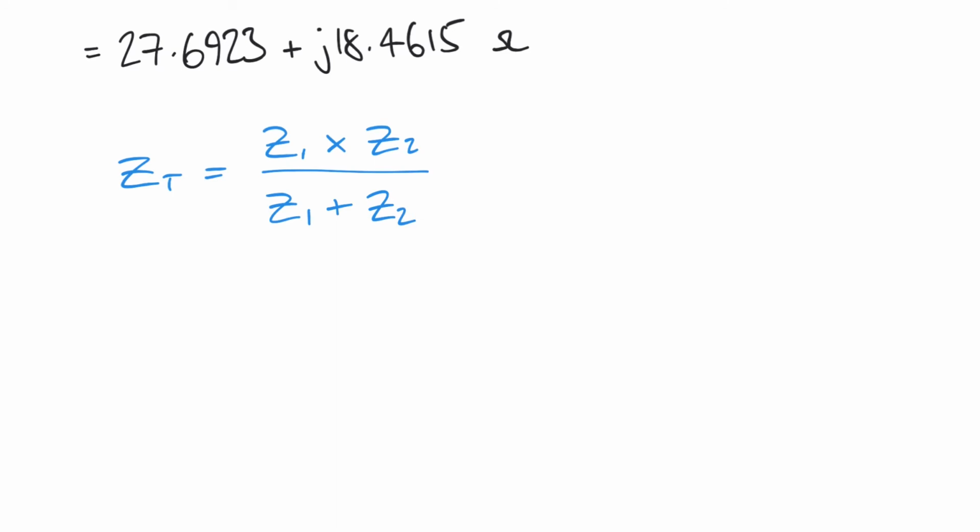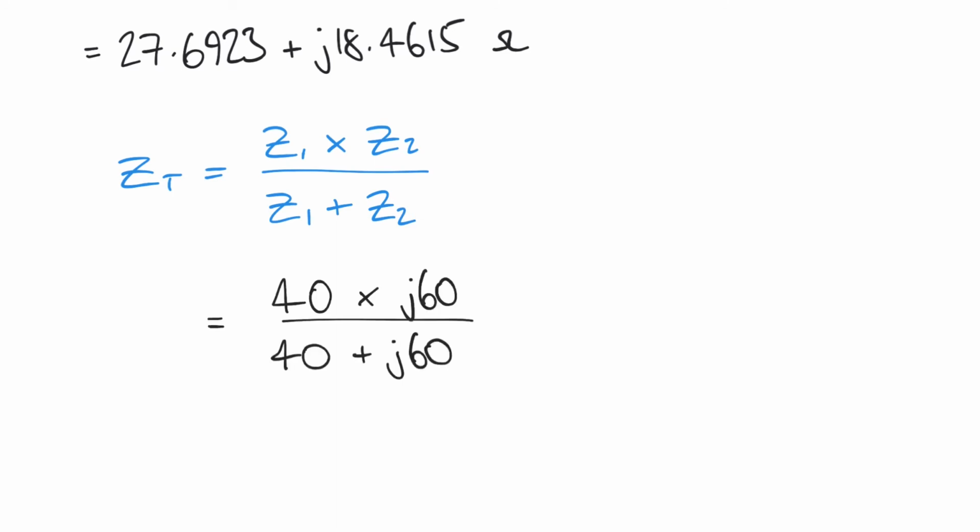So putting these straight in, we have 40 times j60 over 40 plus j60. You'll recall our original values. We had a 40 ohm resistor and a j60 ohm inductor, and so we've put those same values in there. 40 times j60 on the top, we get j2400. And 40 plus j60 on the bottom, we can't really do anything with that. It's a complex number in Cartesian form.